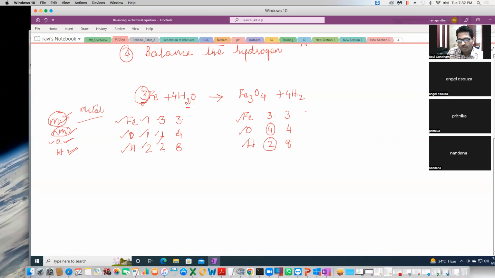So first you balance oxygen. Since you have 4 atoms of oxygen on the product side here, you multiply with 4 here so that you'll have 4 atoms of oxygen. You'll be having 3. Is that clear, guys? Yes, sir. 3, 4. And then by adding 4 here, you have 8 atoms of hydrogen. So to balance hydrogen, you need to add a coefficient of 4. So finally, you'll have 8 atoms of hydrogen. Is this clear, guys? Yes, sir.